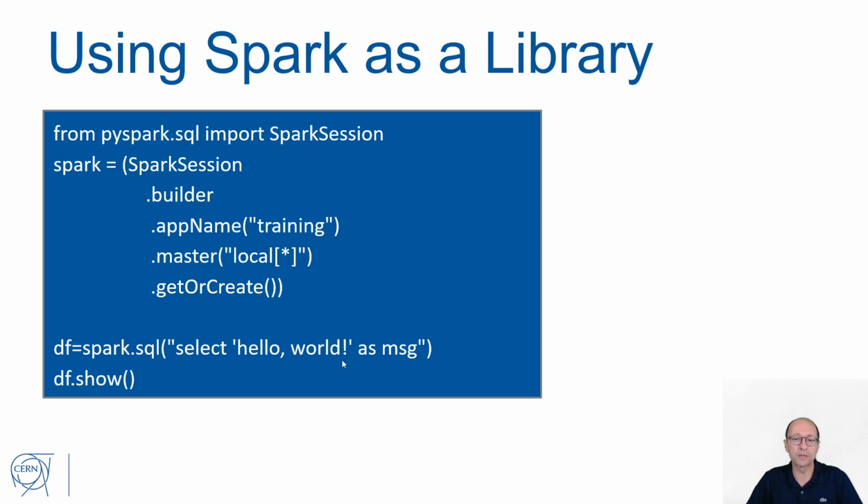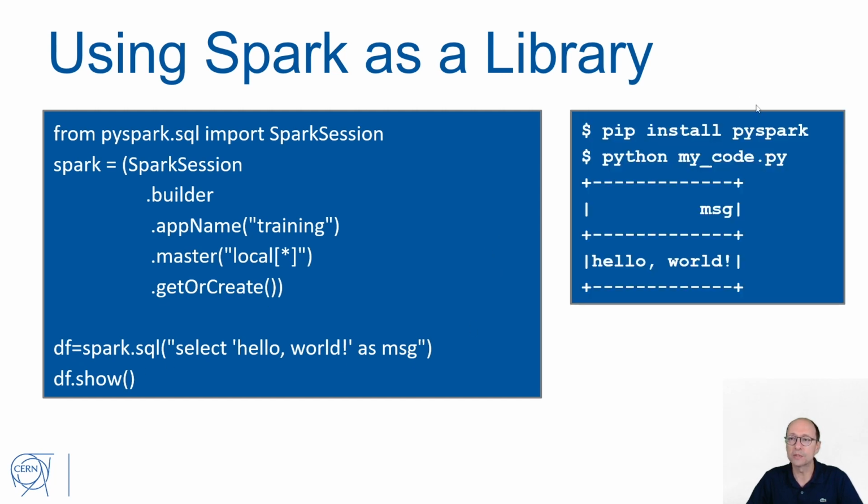And then you can just run a simple command to see that this works. Let's say you put this into a file. Let's call it my_code.py. And then you can run it with Python. And this will run a Spark program. And this will run locally. With minor modifications, this can be used to run also on a cluster.